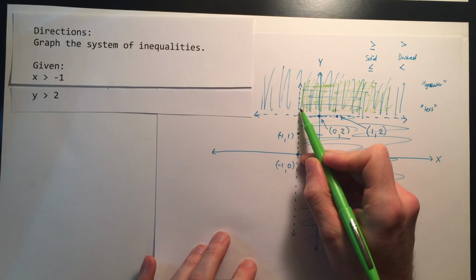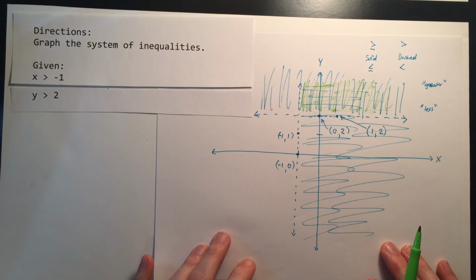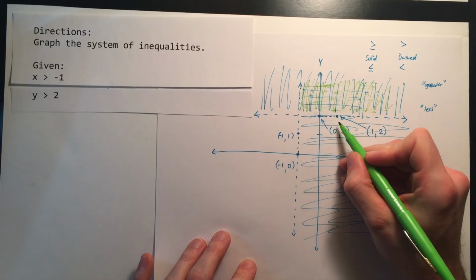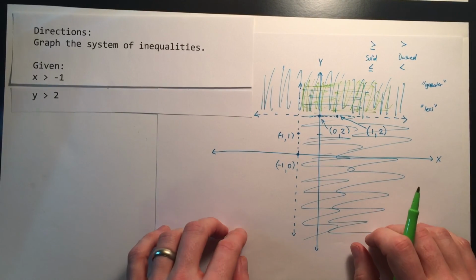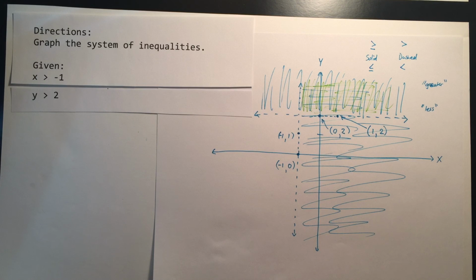It does not include the dashed lines. Dash means not part of the solution. So if you have a point like these points on those lines, not part of the solution. All right, that is the end of this problem.